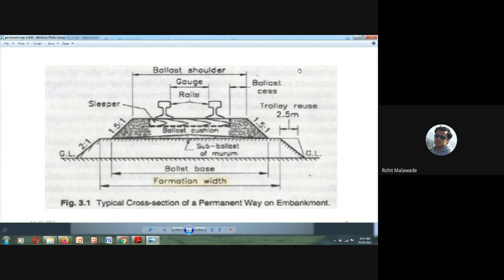And it should not change. Very important: it should not change its volume during variation in moisture, as different stresses may be imposed. In other words, it should provide stability to the track. So your track should not vary its volume due to variation in atmospheric temperature or moisture. It should not vary its volume. This is going to be very important.